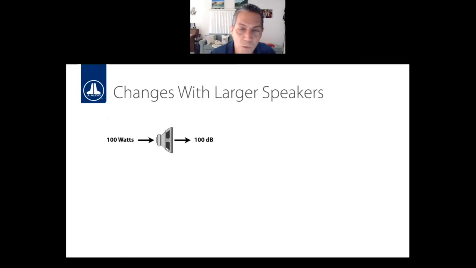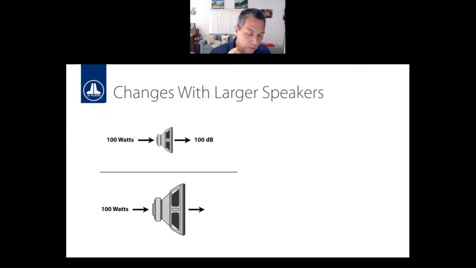Moving on, let's talk about larger speakers. So we can't add more speakers, but maybe we can use bigger ones. We go back to our default, 1 speaker, 100 watts, 100 dB. Speaker that's twice the size, double the piston area. This is not a diameter thing. It's a piston area thing. There's a distinction you'll see in a moment.